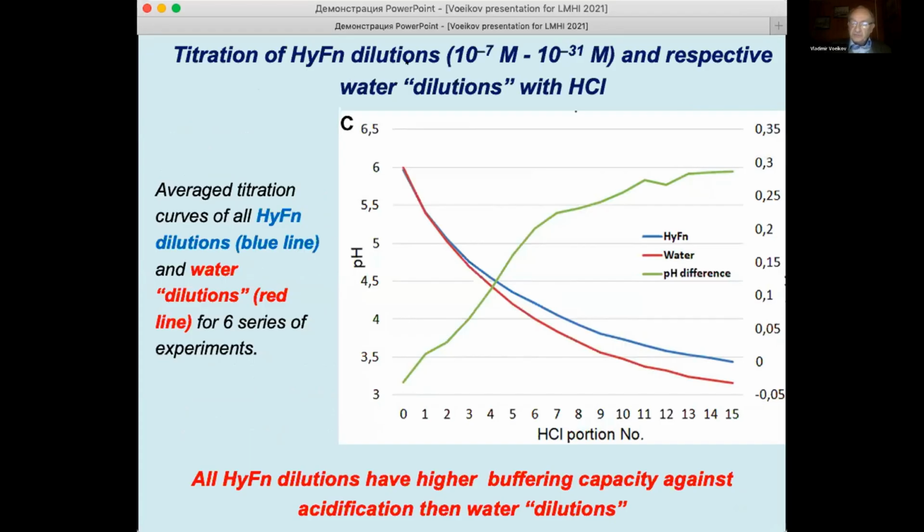We titrated ultra-high dilutions of hydrated fullerenes with acid and then with alkali. When we titrated with hydrochloric acid, it turned out that ultra-high dilutions of hydrated fullerenes in the whole range from 10 to the minus 7 to 10 to the minus 31 have higher buffering capacity against acidification than water dilutions, which means that supposedly there are some species in their ultra-high dilutions which neutralize added protons to the system.